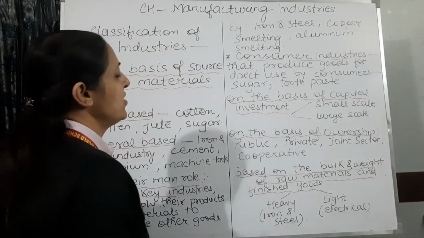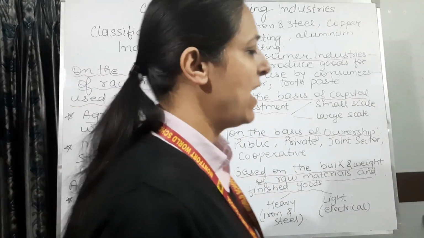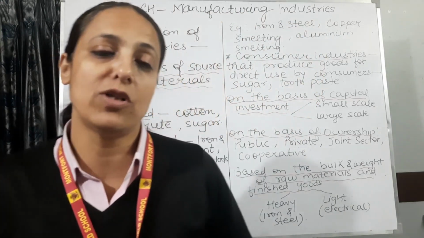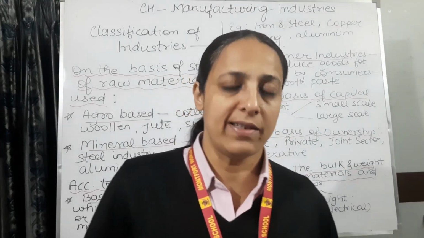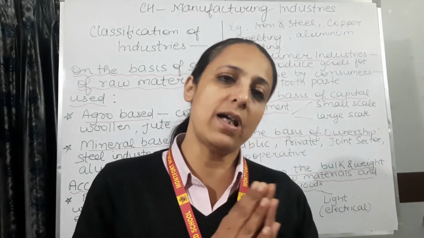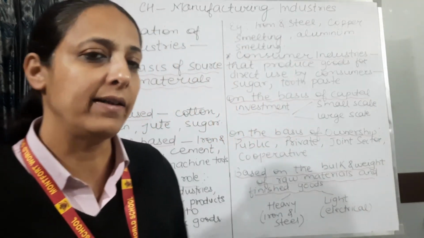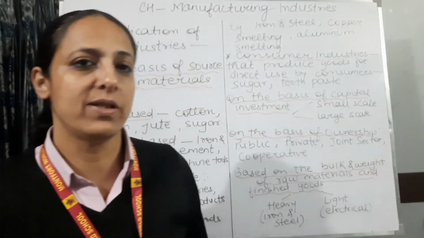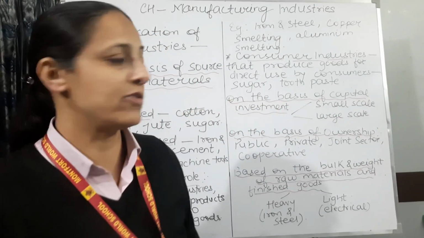Then, on the basis of capital investment, we have small scale industry and large scale industry, on the basis of the amount of capital invested. In small scale, the limit can be 25 lakh to 1 crore. Like toy making, that is a small scale industry.